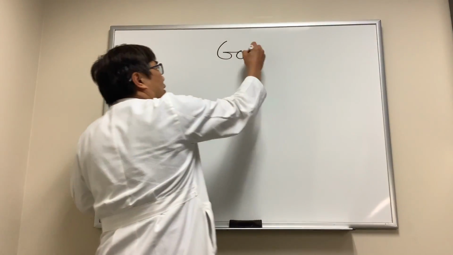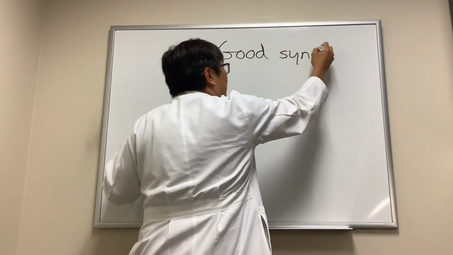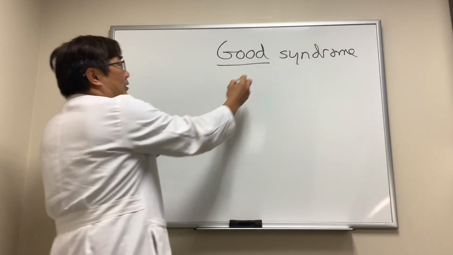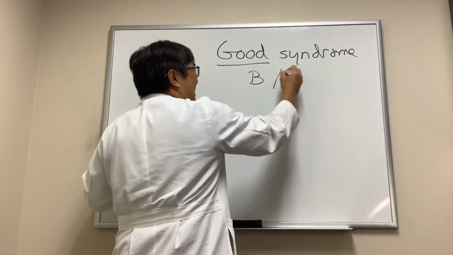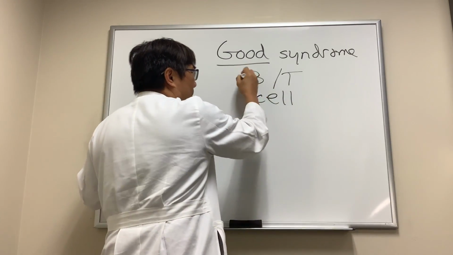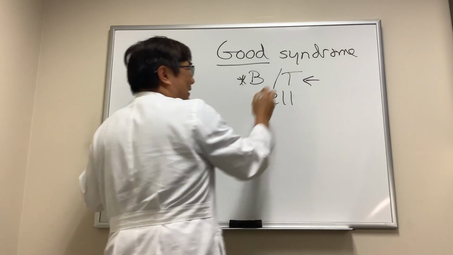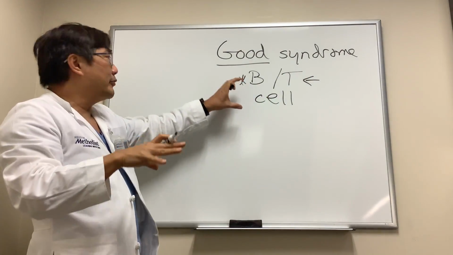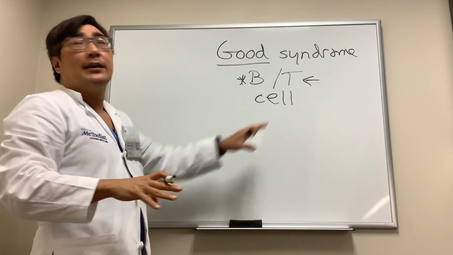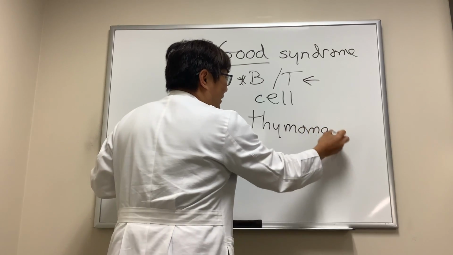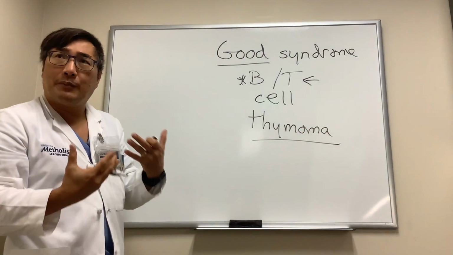So someone wanted to know something about Good syndrome, which is not good, by the way. Good syndrome is associated with B and T cell immunodeficiency. And when you have both problems on the B cell side and the T cell side, that combined immunodeficiency is going to be a problem for immunity that relies on these cell types. And the thing that it's associated with is thymoma. So now you can see how this is going to present to neuro-ophthalmology.